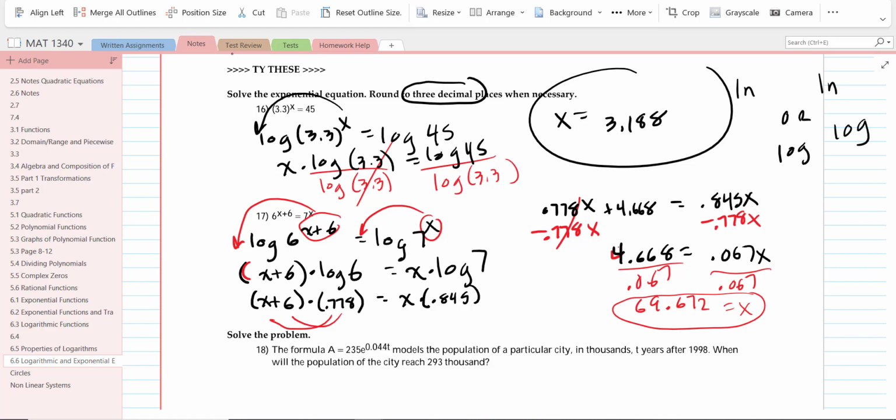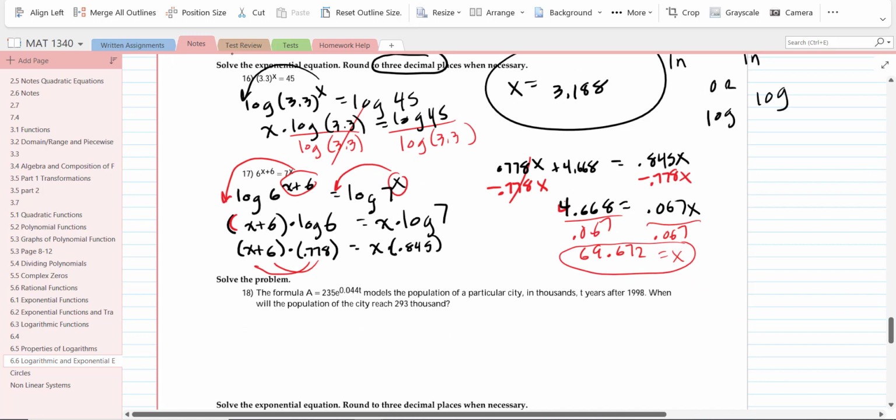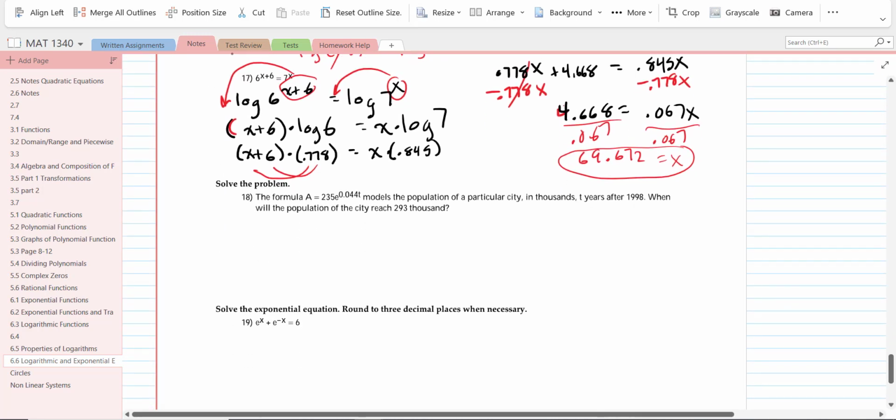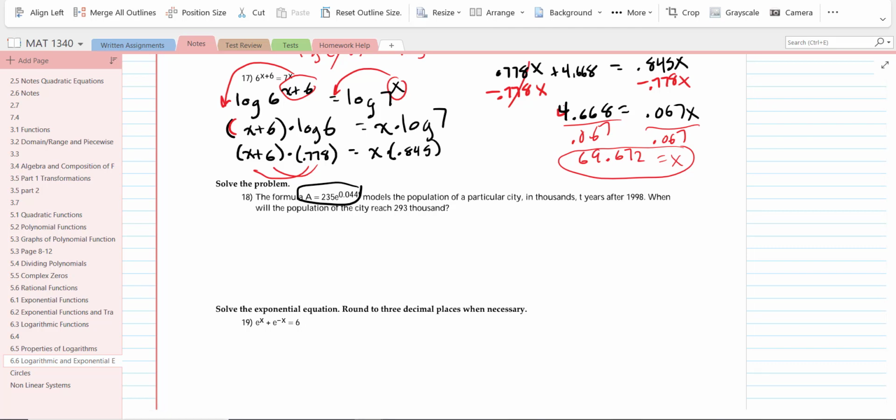Okay. All right. Okay, now a couple other things to kind of wrap this up. I want to get this section wrapped up, and then we're going to do the circles and talk about that today, because that's something you'll see on your final exam. So this problem right here, you have a formula that we've seen before, this kind of population formula. It says T is the amount of time after 1998. And the question is, when will the population reach 293,000? So what we're going to do on this is A is the population.